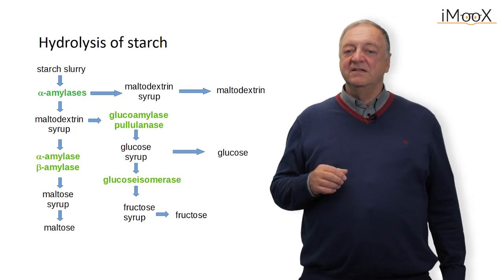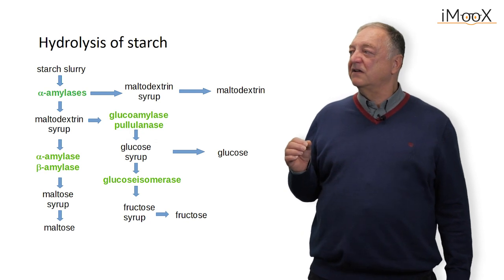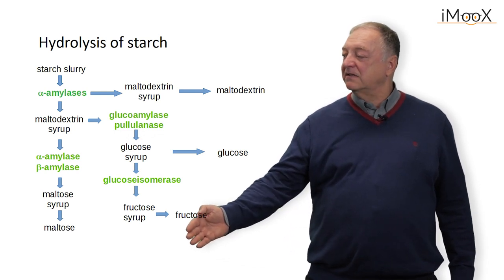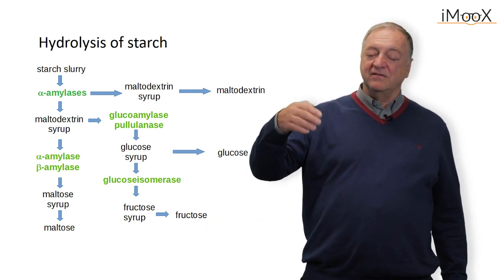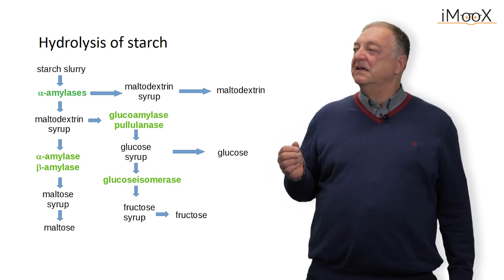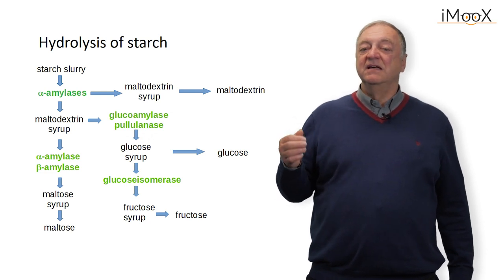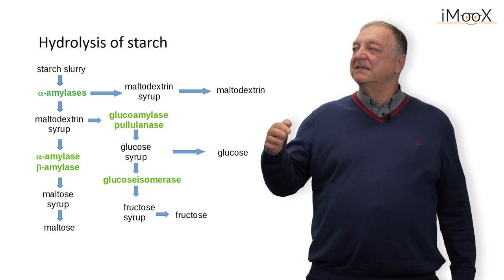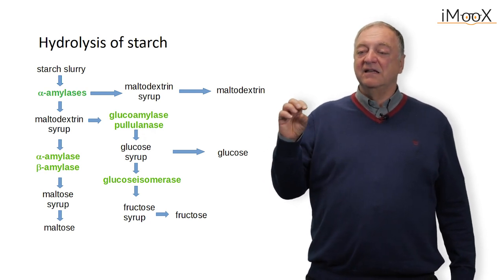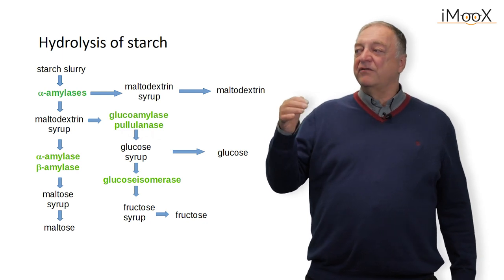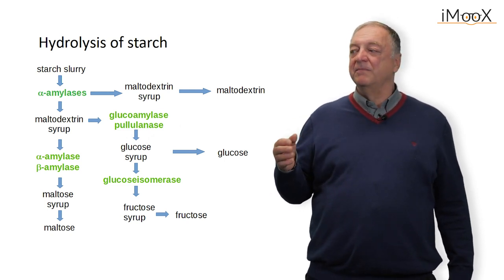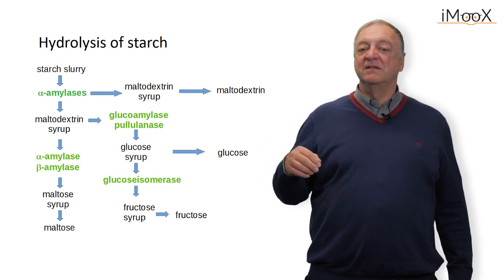Here is one of these processes shown, the hydrolysis of starch, and the main product of this process is fructose, which is derived from glucose. At the beginning we have starch, and one of the products is high fructose corn syrup. The process starts with a slurry of starch, and at high temperatures the alpha amylases hydrolyze this starch, forming smaller molecules, maltodextrin. The maltodextrin is further hydrolyzed using alpha amylase again and beta amylase, producing a maltose syrup. The maltose syrup, crystallized, forms maltose.